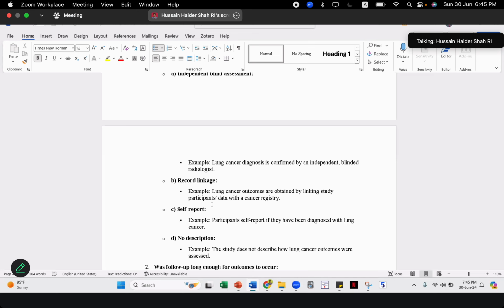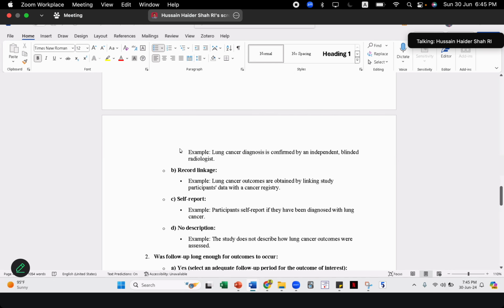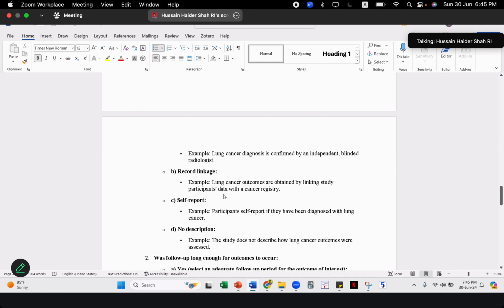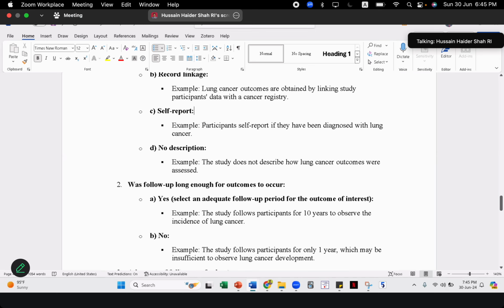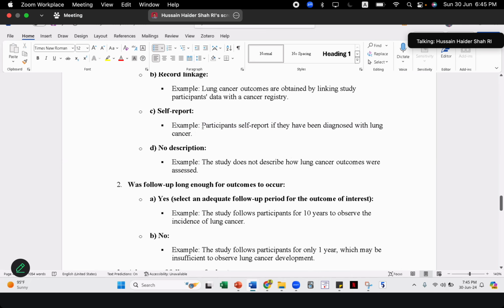Again, in randomized controlled trials, this is properly ensured. Some cohort studies do this step, some cohort studies don't do this step. But again, if they have done this step, we give it 1 star. If they don't, we don't give it a star. So consider this example: if during the assessment of the outcome, the participants self-report whether they have been diagnosed with lung cancer or not, will we give it a star or not?